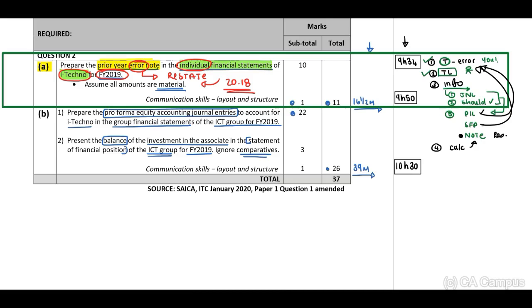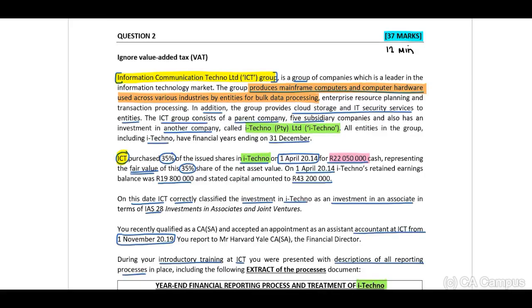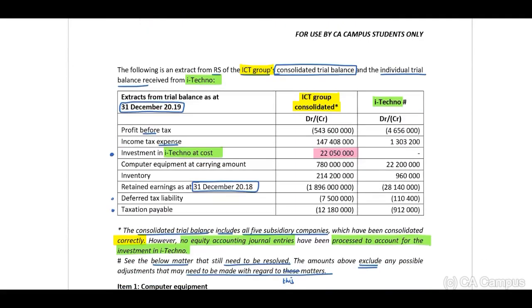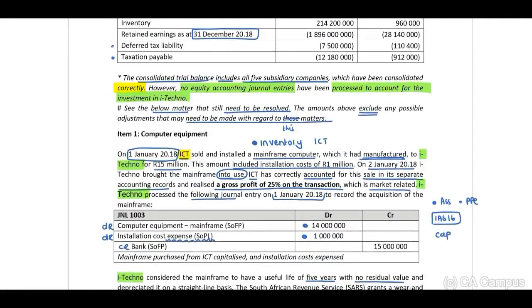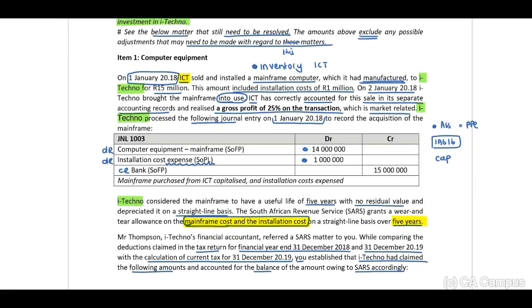Right. Now, let's refer to the scenario and ensure that we understand the scenario. So we need to correct the error. Now, what is the error? The error they've indicated to us is item number 1. Therefore, immediately I will open this section, item 1, my computer equipment.